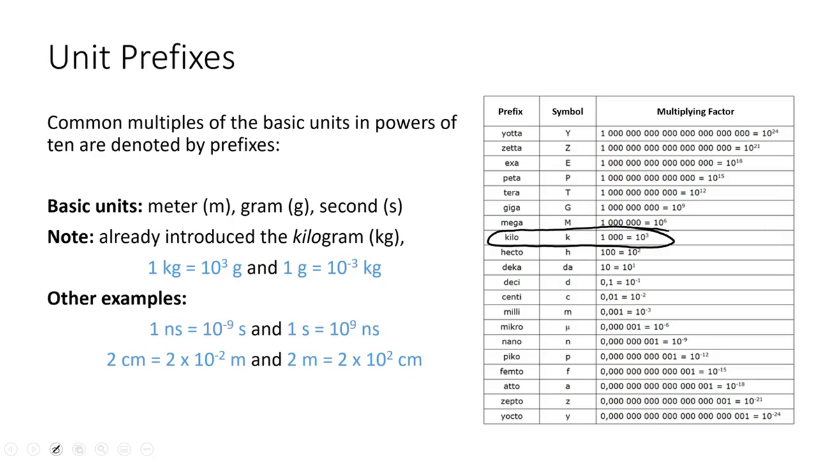Some other examples here. Nanosecond, 1 ns. If I look at my chart over here, I see nano right here, and nano is 10 to the minus 9. So 1 nanosecond would be 10 to the minus 9 seconds. Alternatively, I could say 1 second is 10 to the plus 9 nanoseconds. One more example: I have 2 centimeters. This one you're probably pretty familiar with. Centi is c in my chart, it's 10 to the minus 2. So 2 centimeters is 2 times 10 to the negative 2 meters, or 2 meters would be 2 times 10 to the positive 2 centimeters.